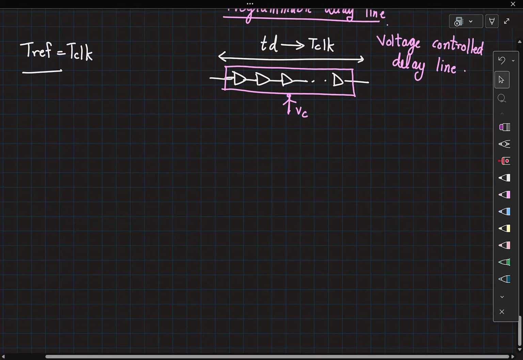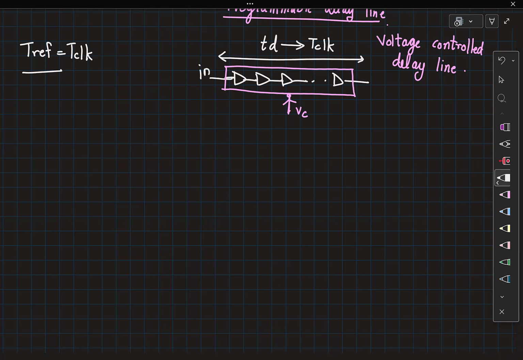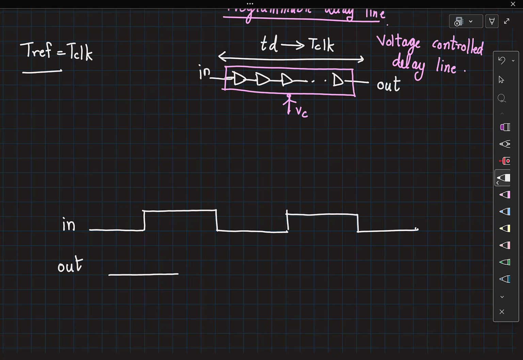Okay, so now we'll see how this is done. So let's say I'm going to call this the input to the delay line, and let's say this is the output of the delay line. So I'm going to sketch the input here. Let's say this is some output. So this is the edge 1 that was entering the delay line. This is where the edge has come out. This is your rising edge 2. This is where that edge has come out.